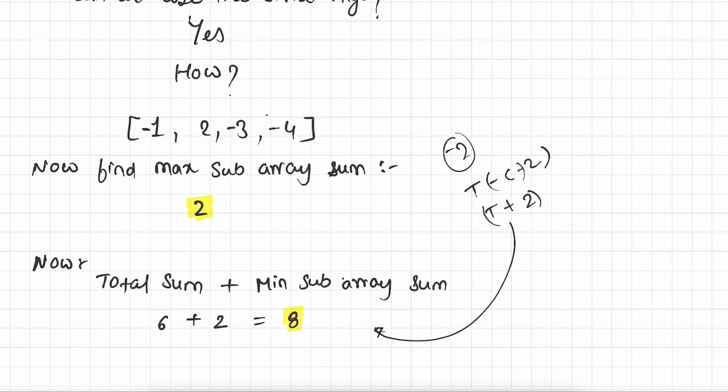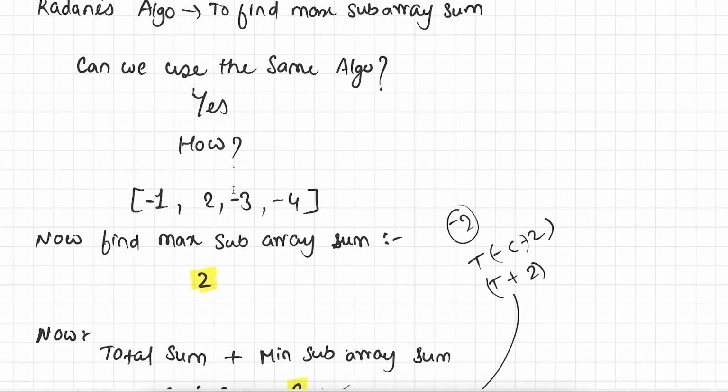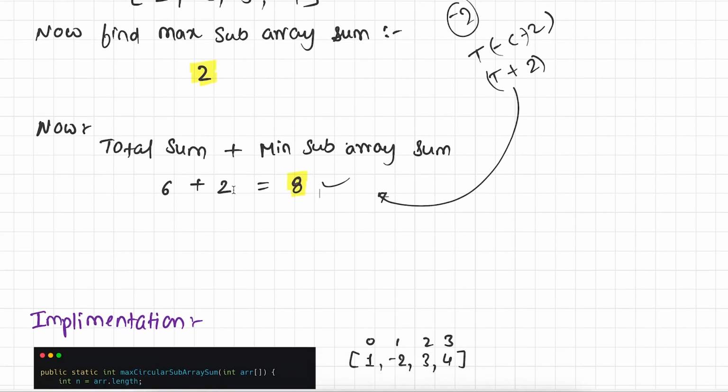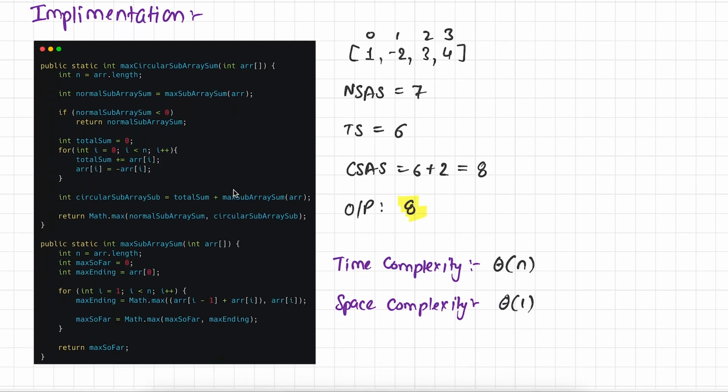And also, as we have inverted the signs of all the numbers here, we should be inverting the sign of this expression also. So after adding total sum plus minimum subarray sum, we get 8. And this is the maximum circular subarray sum possible in this array. So this is the idea we are using to solve this problem. Now let's see the implementation of this approach.